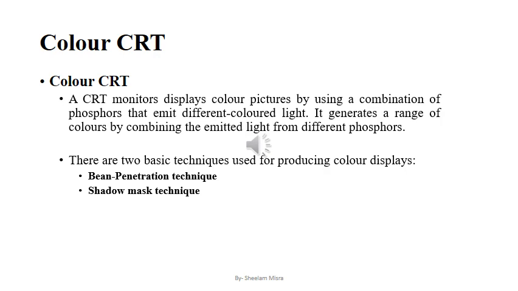Color CRT. A CRT monitor displays color pictures by using a combination of phosphors that emit different colored lights. It generates a range of colors by combining the emitted light from the different phosphors. Two basic techniques are used for producing color displays: the beam penetration technique and the shadow mask technique.